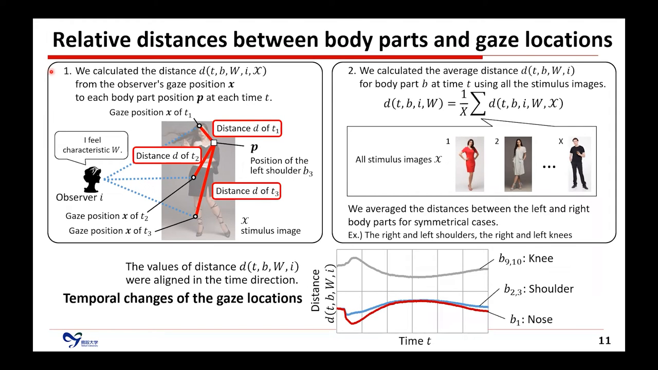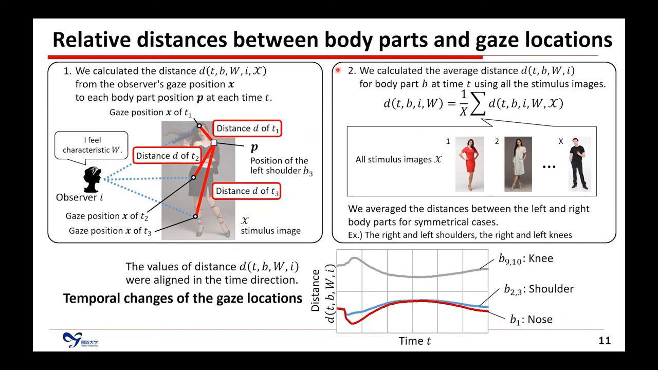First, we calculated the distance d from the observer's gaze position x to each body part position p at each time t. We show an example of distance d for the left shoulder. The distance d at t1 was calculated from the observer's gaze position x to the position p3 of the left shoulder. The distance d at t2 and t3 was calculated in the same way.